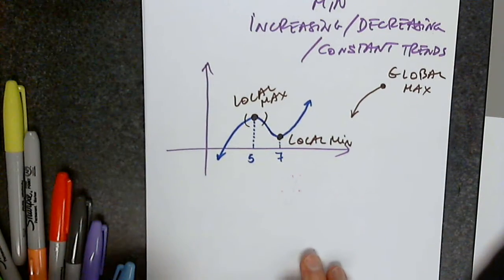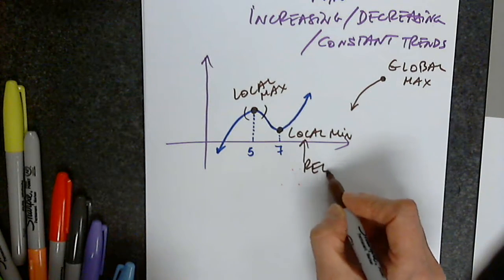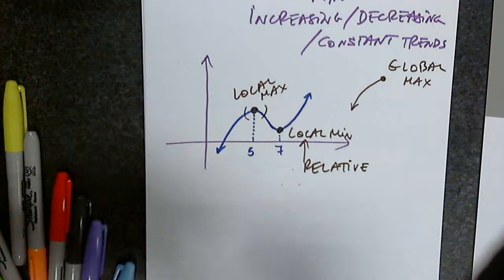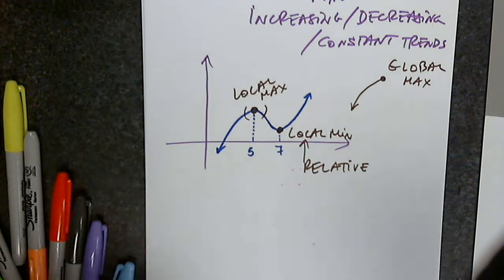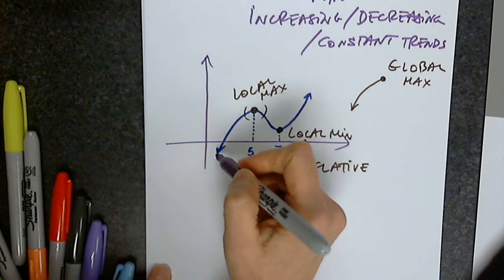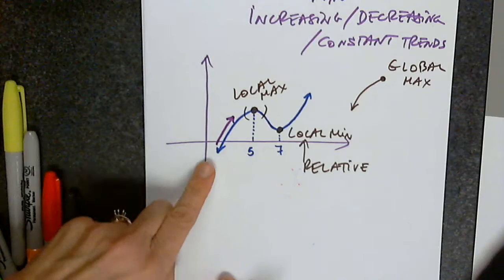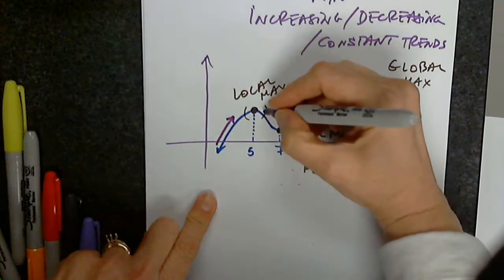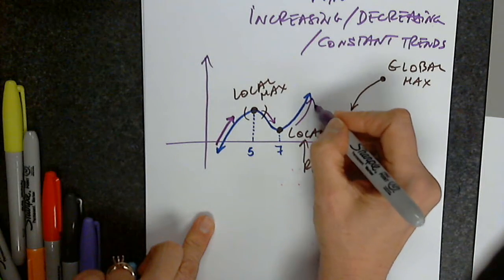In some books, the word local is replaced by relative. It's the same thing. If you say a local min or max, or a relative min or max, it is the same thing. Now follow my marker for a second. Would you agree that the trend here is increasing for this function? Would you agree that here the trend is decreasing? Yeah. And then it's increasing?